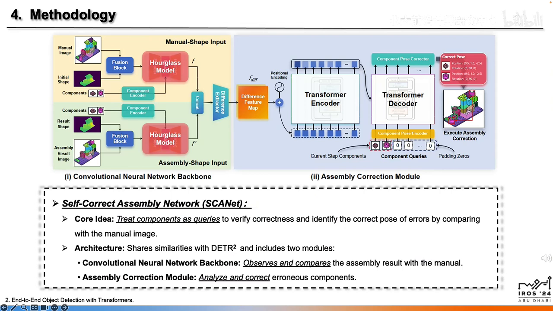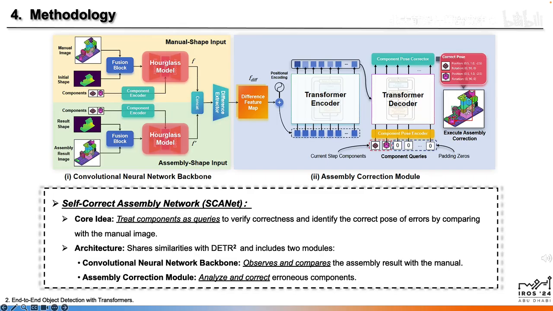Based on the observations and analysis before, we propose the Self-Correct Assembly Network. The core idea of this method is to treat each assembled component as a query. This allows us to query the assembly manual image to verify whether these components are correctly assembled, and if they are not, to determine their correct pose.